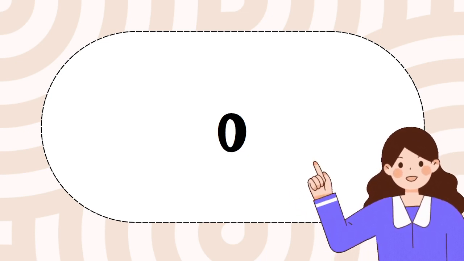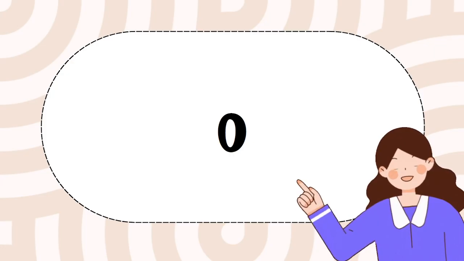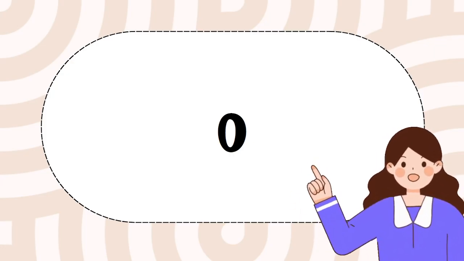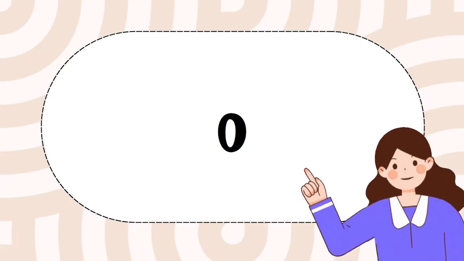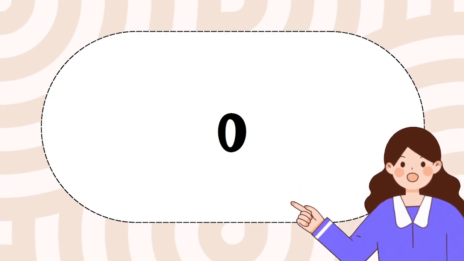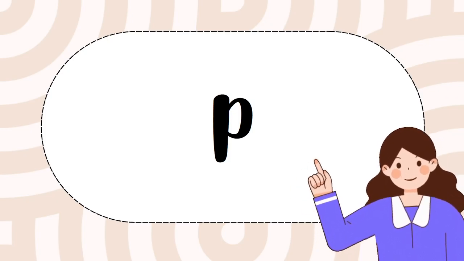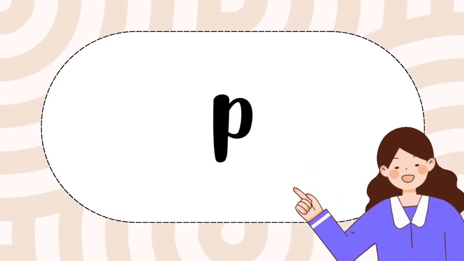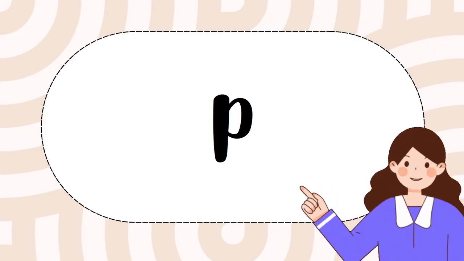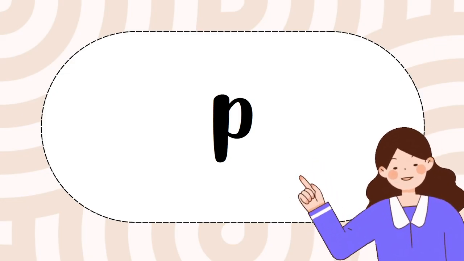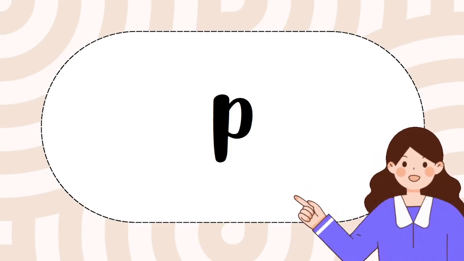This is letter O. O sounds A. O sounds A. Can you repeat? O sounds A. This is letter P. Letter P sounds P. P. Letter P sounds P.